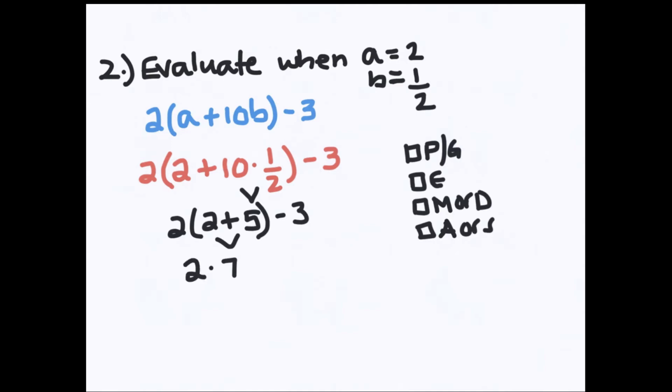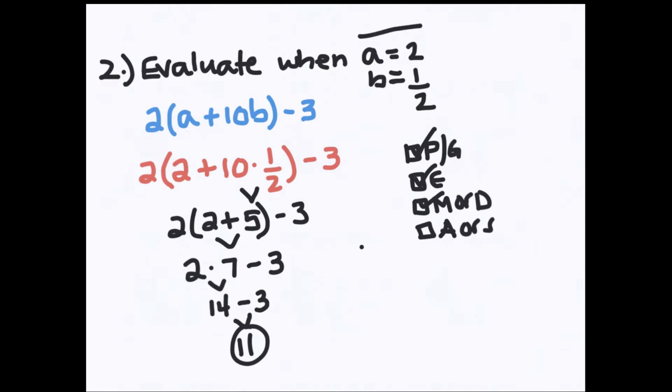This is 2 times 7 minus 3. My grouping symbols are done. I don't have exponents. I have multiplication, so I'm going to take care of that next. Now I'm done with that. I just have subtraction. And 14 take away 3 is 11. There we go. We evaluated the expression when our variable values were 2 and 1/2. Don't be intimidated when you have a fraction as a value for your variable.